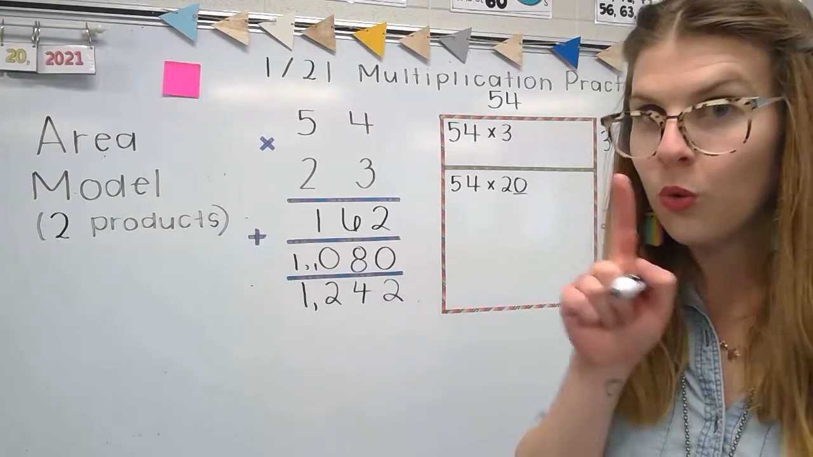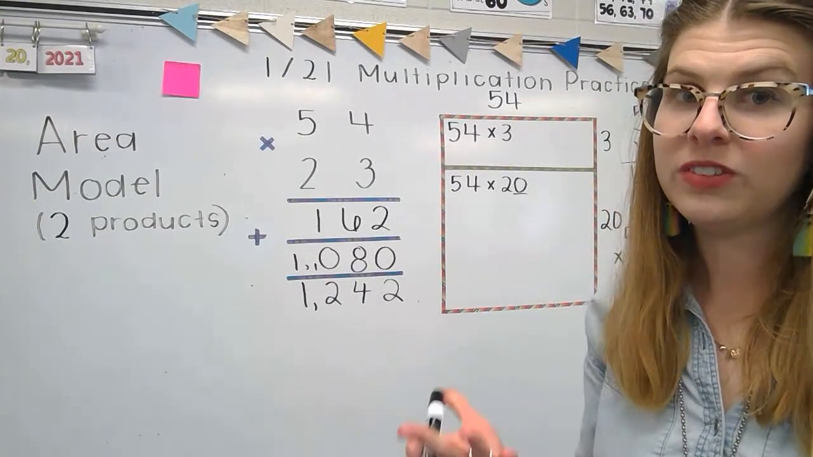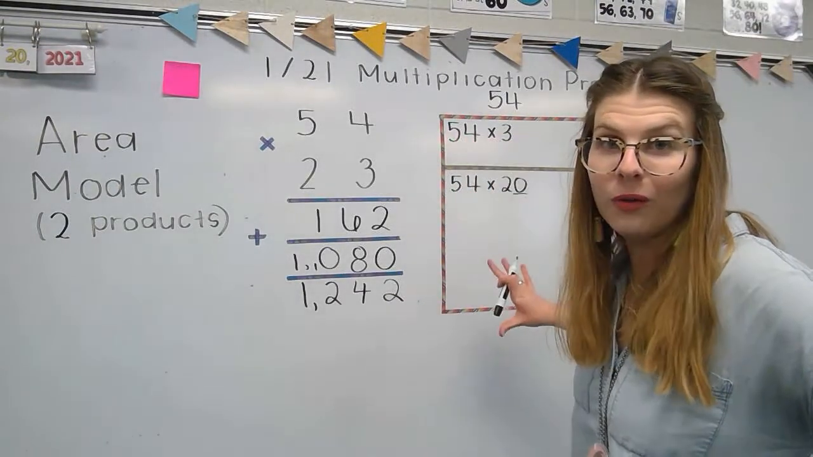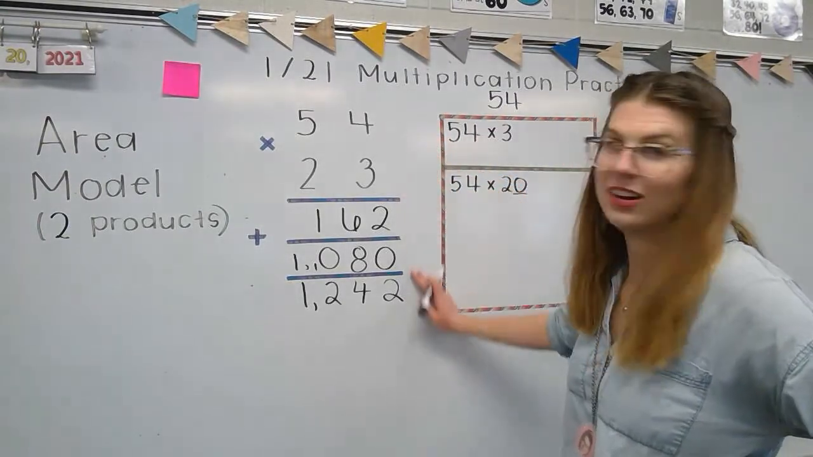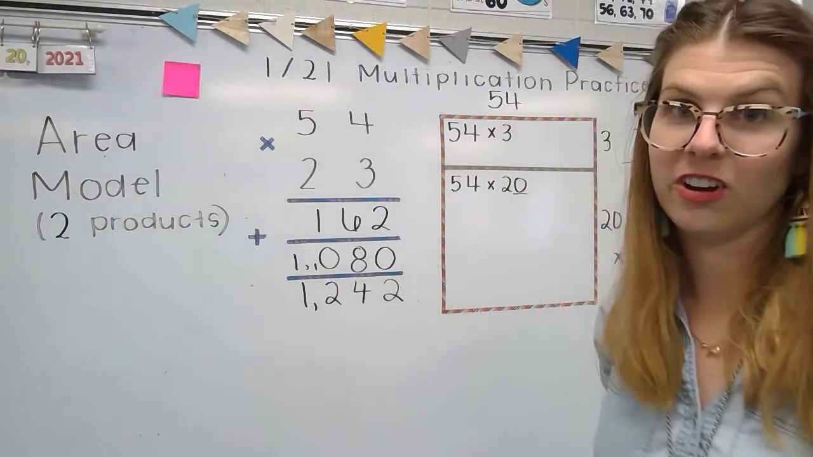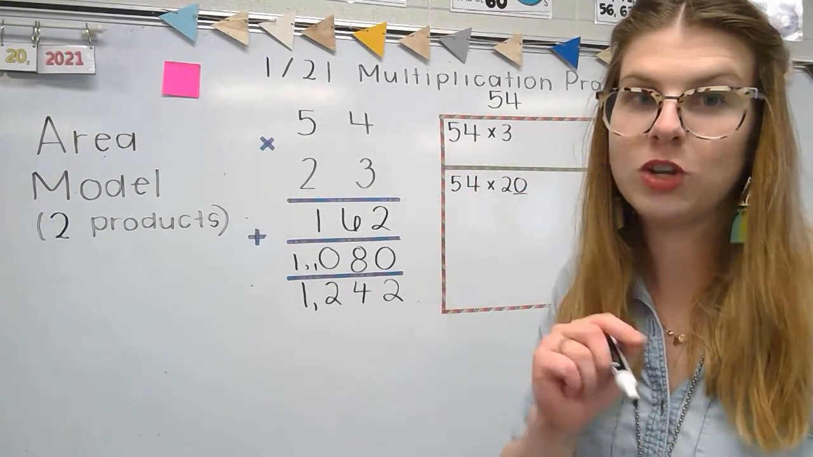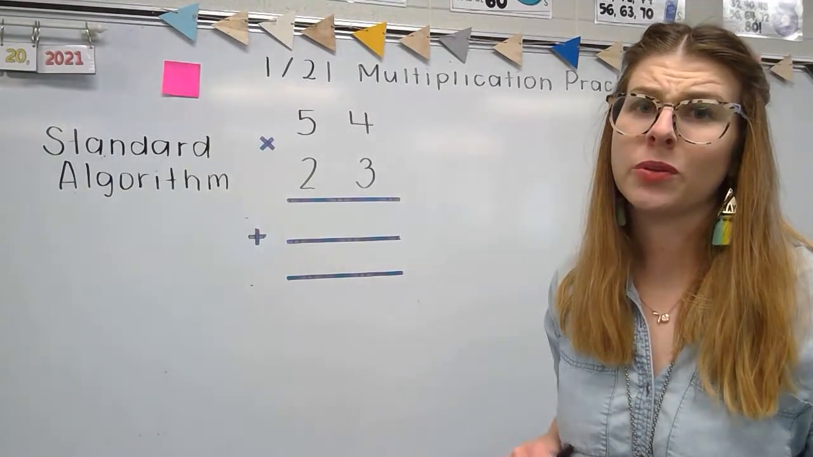We're going to try out one more strategy, and that's our standard algorithm. And when we solve with a standard algorithm, we're not going to use an area model at all. We're only going to be using our math multiplication skills and our simple number sentence to figure it out. So find another space in that math journal, and we're going to do a brand new method of solving. You guessed it, we're doing 54 times 23.